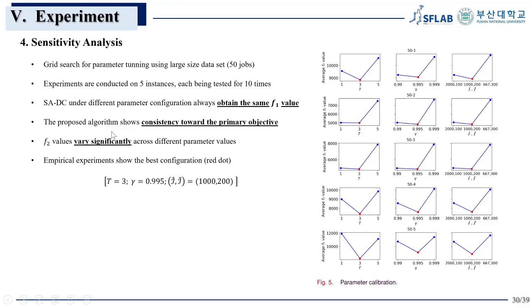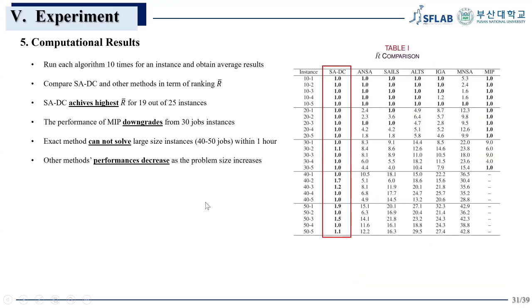While the proposed algorithm can show consistency toward the primary objective, the F2 value varies significantly across different parameters. Therefore, after fine-tuning, we obtain the best configuration, which is the red dot in this figure. For the computational result, we run each algorithm 10 times for an instance and obtain the average result.